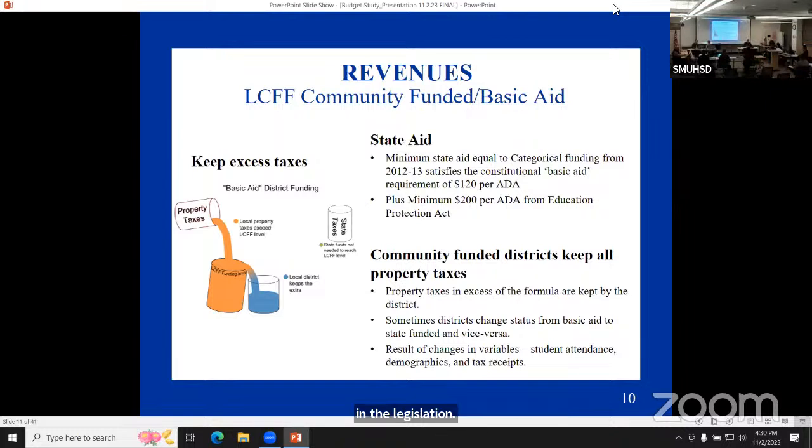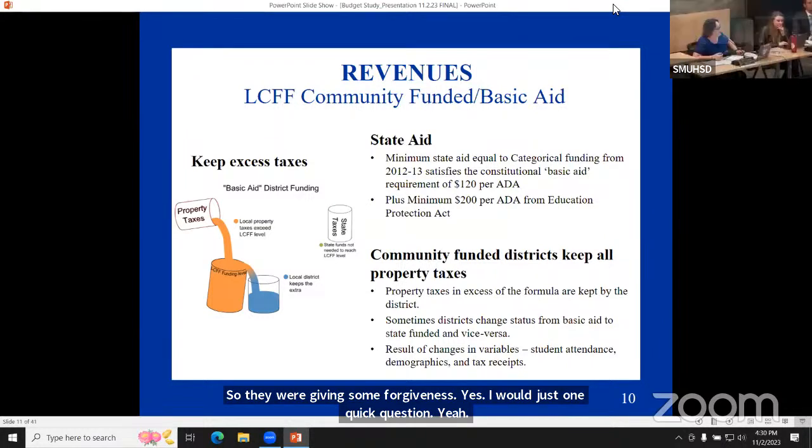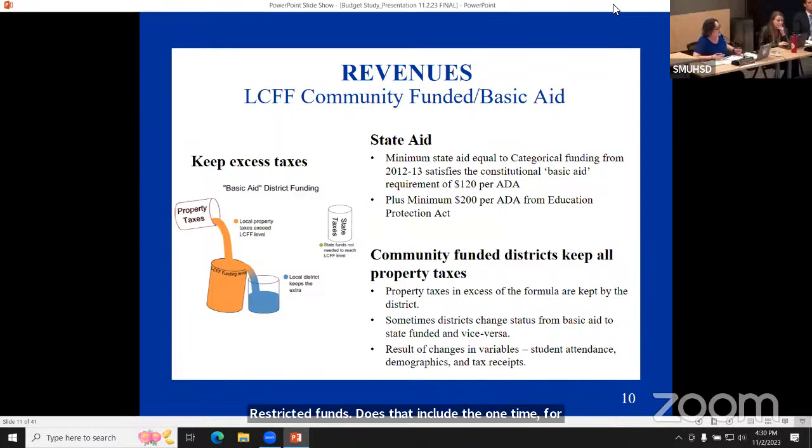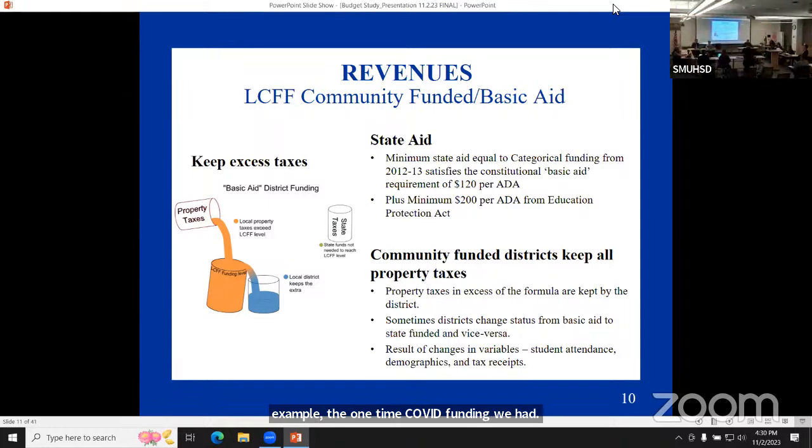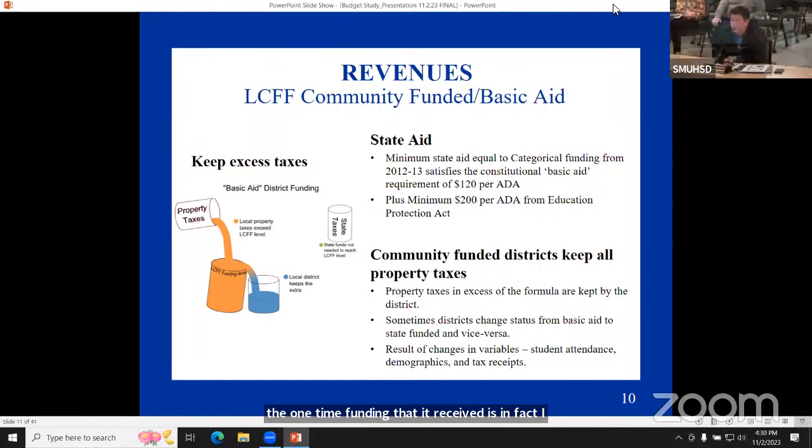Right. So they were giving some forgiveness. Yes. I have just one quick question. Restricted funds, does that include the one-time funding, for example, the one-time COVID funding we had? Yeah, that's included. Almost all of the one-time funding that it received is restricted. In fact, I can't think of any of the one-time funding that was not restricted in nature.